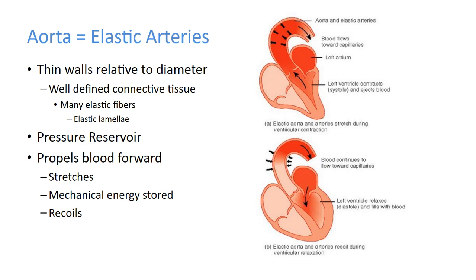If we take a closer look at the composition of the aorta, we will see that the vessel has thin walls relative to the diameter. These walls contain well-defined connective tissue, which contains many elastic fibers. And because of this, the vessel can act as a pressure reservoir. What we mean by this is when the blood is pumped out by the left ventricle, the vessel will expand. That mechanical energy from that expansion will be stored, and then subsequently when it recoils, that recoil will help to push the blood flow forward.